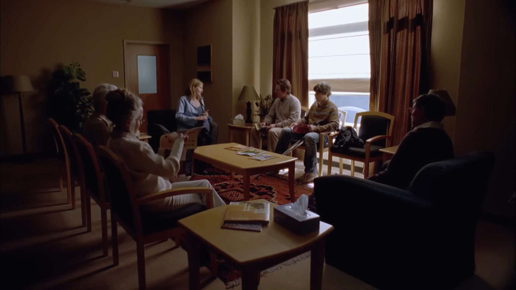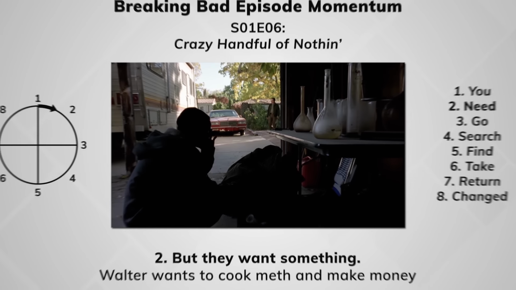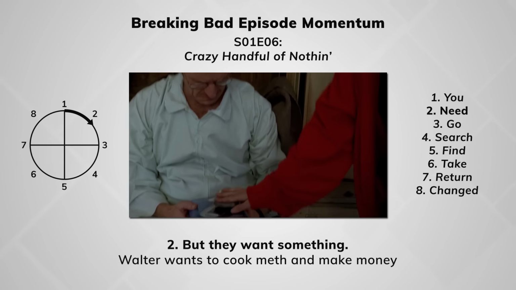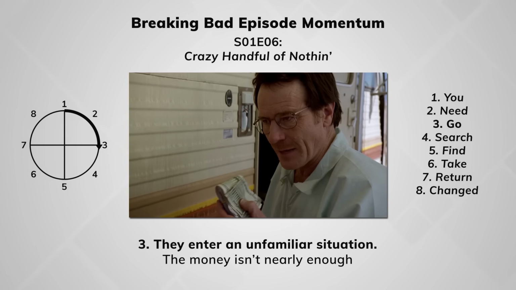Skylar remains unchanged as a person, and Walter secretly goes to Jesse to begin cooking meth again. In episode 6, Walter wants to simply cook meth and make money, but the money is a lot less than he had hoped for. This is unacceptable.